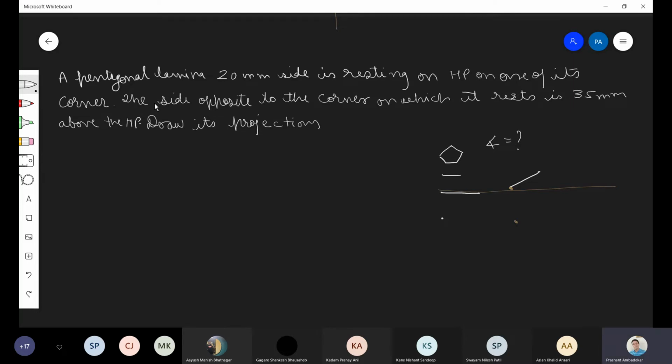Now, if we read further, the side opposite to the corner on which it rests is 35 mm above HP. Matlab, this distance is how much? 35. Exactly similar to the earlier sum. This distance is how much? 35.